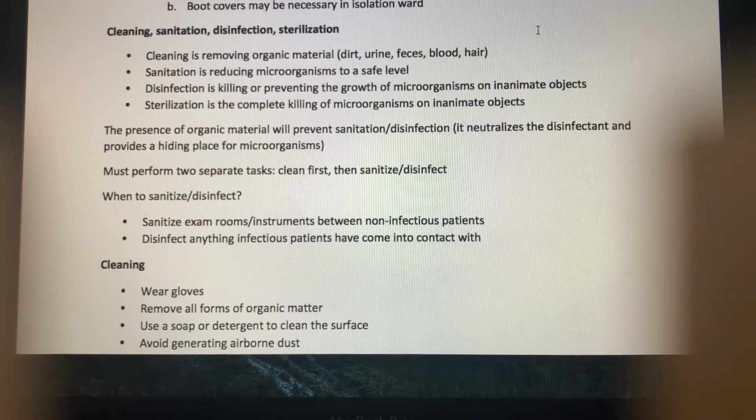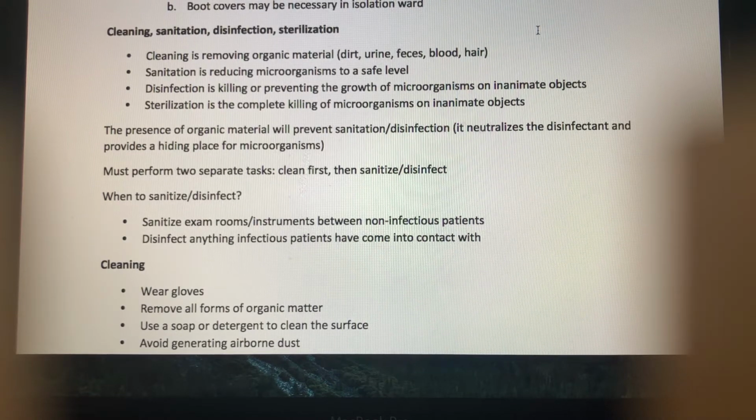So, for example, if you use accelerated peroxide in your vet hospital, to sanitize, the table needs to remain wet with the sanitizer for 30 seconds. That will reduce microorganisms to a safe level. If we want to disinfect, we want to actively kill and prevent growth of microorganisms, we need to have a contact time of usually 5 to 10 minutes, depending on your product. So disinfection takes longer than sanitizing.